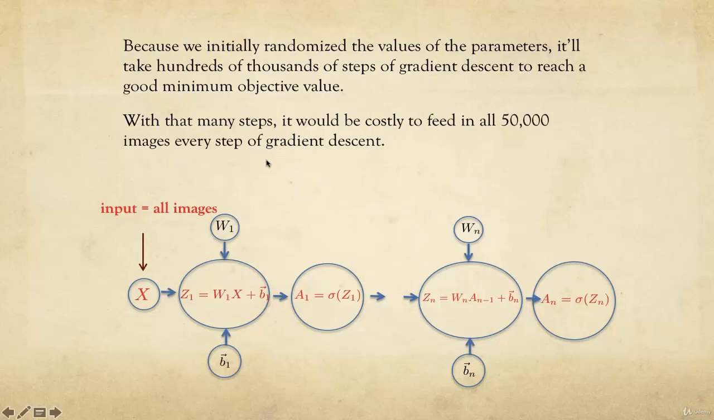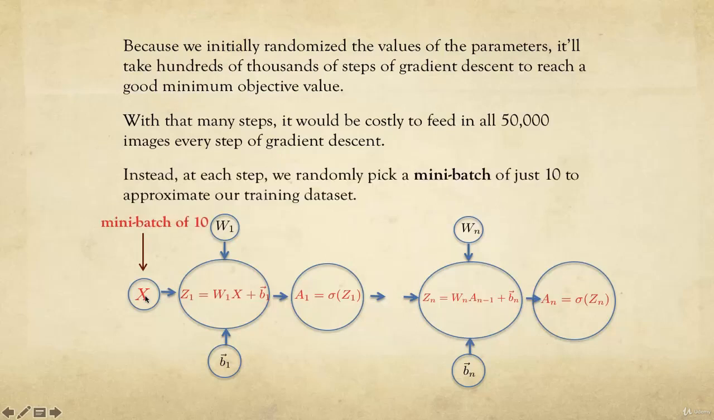And so what we do is that we actually don't take all images when we feed forward. We only take a mini batch. We're going to randomly pick a mini batch of just 10 images. And we feed forward those 10 images and then backpropagate to get one step. So it's just 10 pictures all we need to make one step.